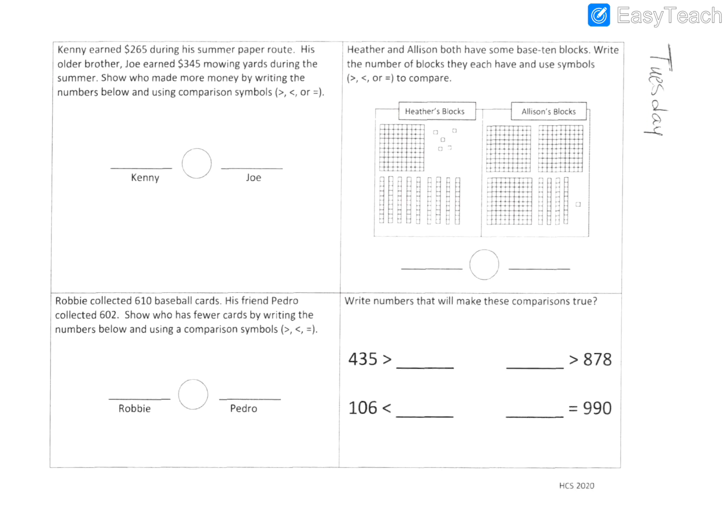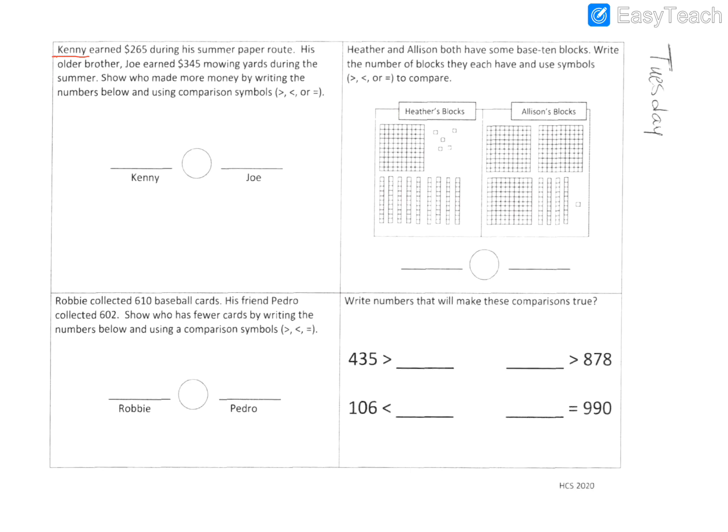I'll read the first one for you and demonstrate how we're going to be doing the rest of these problems here. The first one says, Kenny earned $265 during his summer paper route. His older brother, Joe, earned $345 mowing yards during the summer. Show who made more money by writing the numbers below and using the comparison symbols, greater than, less than, or equal to.